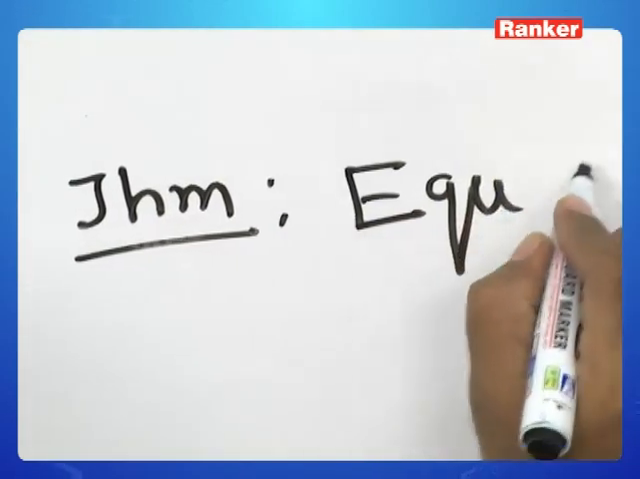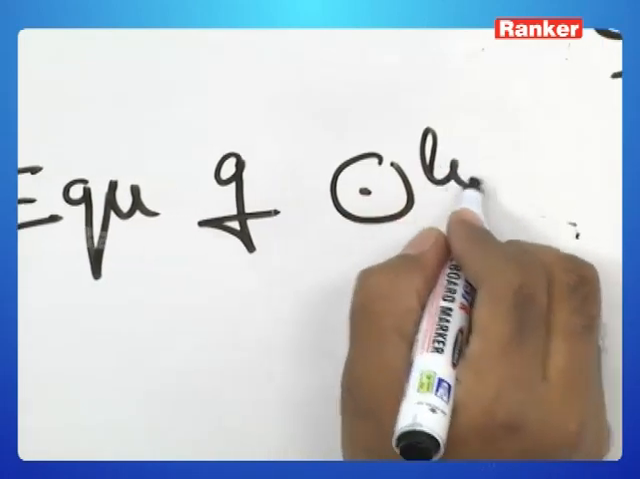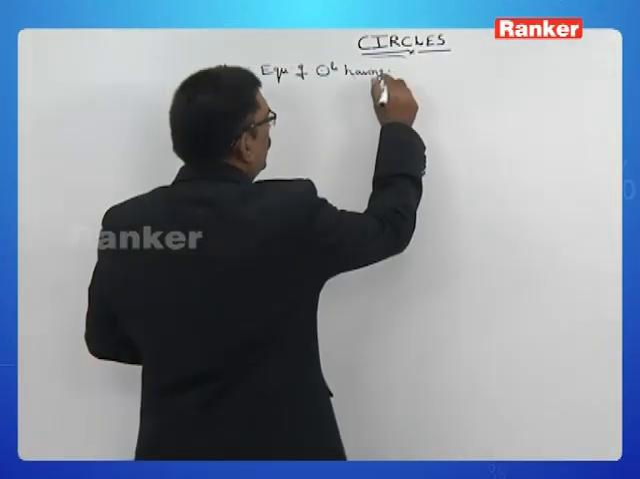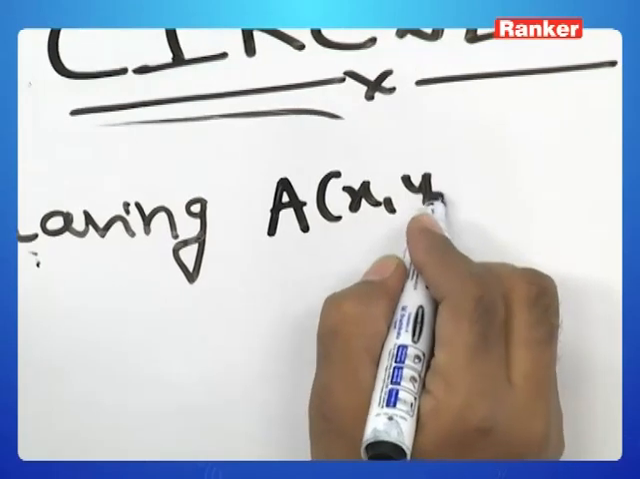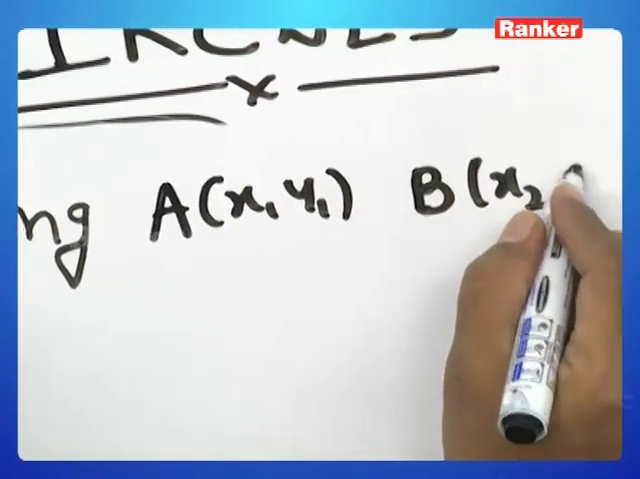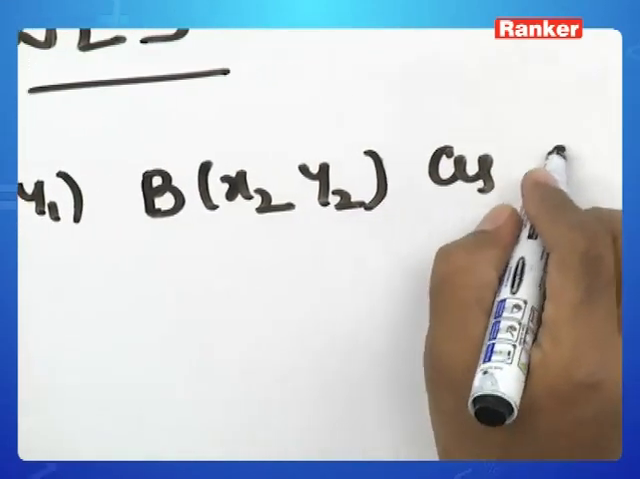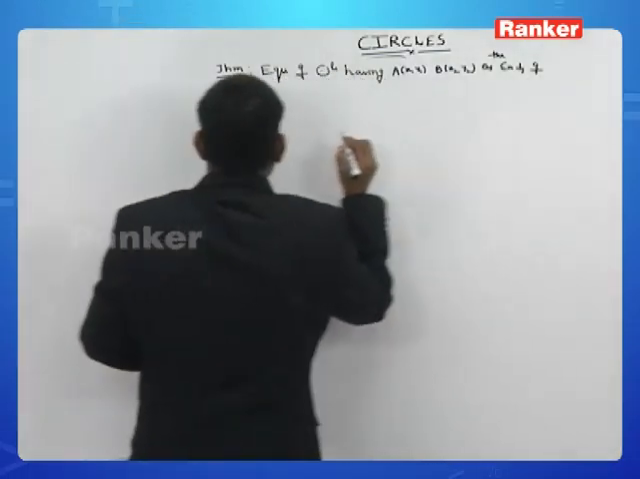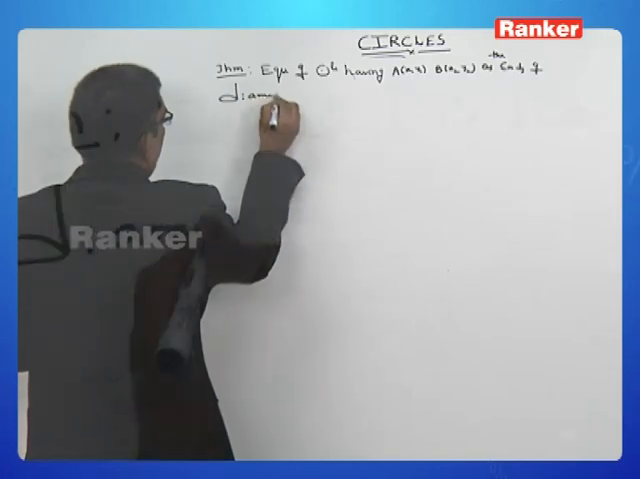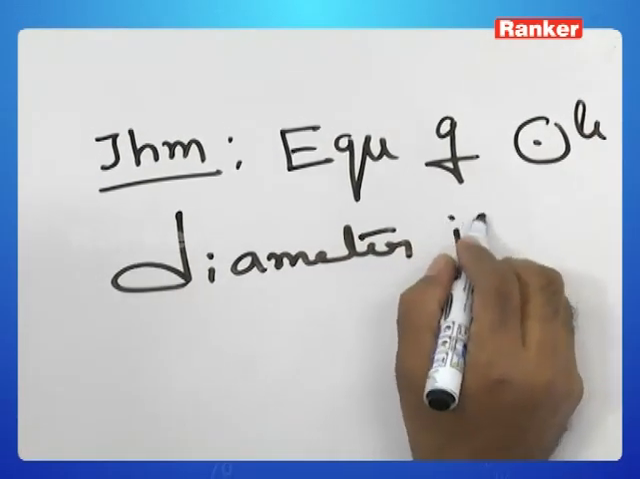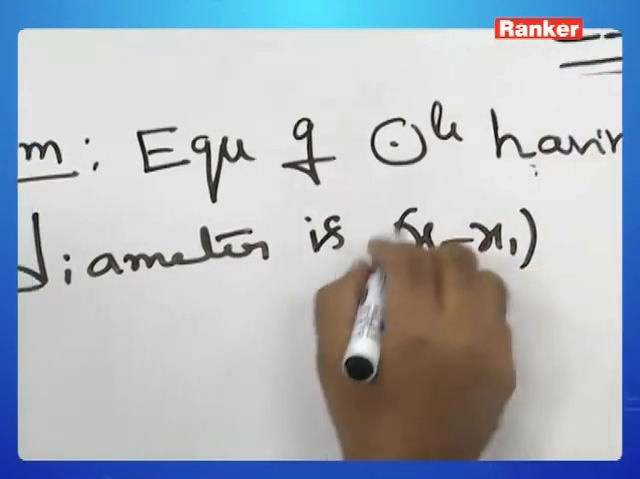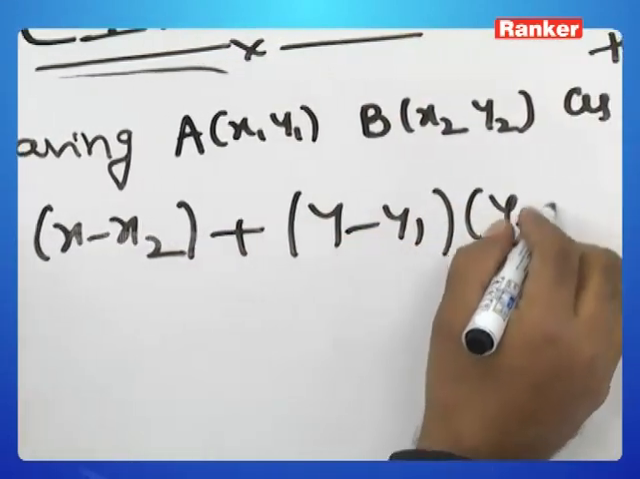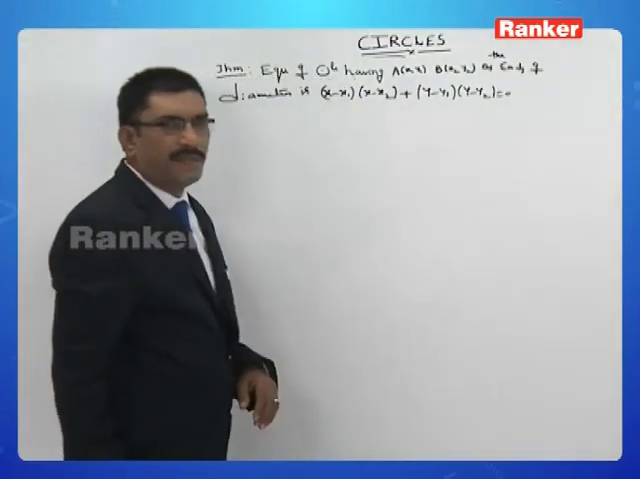Equation of a circle. Equation of a circle having A of x1 comma y1 and B of x2 comma y2 as the ends of a diameter is (x minus x1) into (x minus x2) plus (y minus y1) into (y minus y2) is equal to 0.